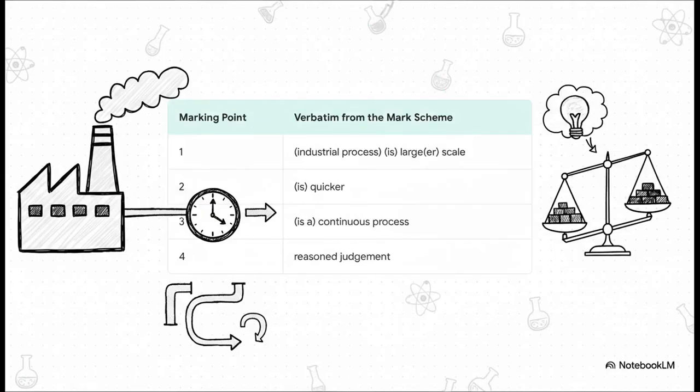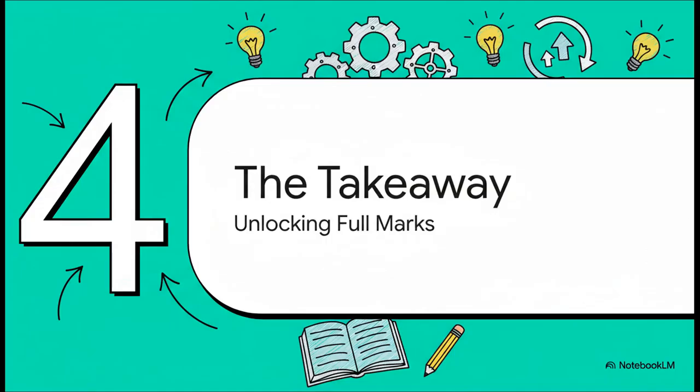And here is the big reveal. This is exactly what the mark scheme says, word for word. To get 1 mark, you have to say the industrial process is large scale. For the second mark, that it's quicker. For the third, that it's a continuous process. And remember, the opposite also works. Saying the lab method is small scale, slower, or a batch process also gets you the points. That final 4th mark comes from making a reasoned judgment, basically tying it all together to say which one is better for making a large mass. And just like that, that's the full 8 marks.